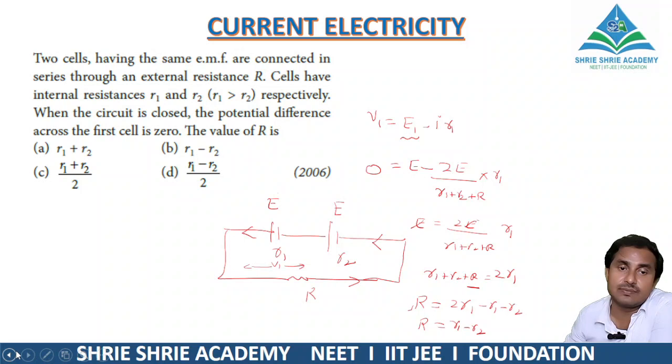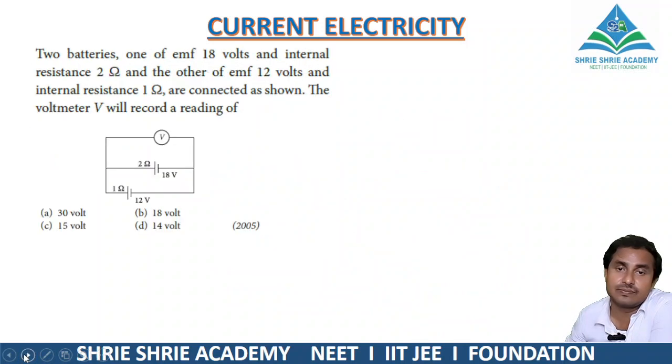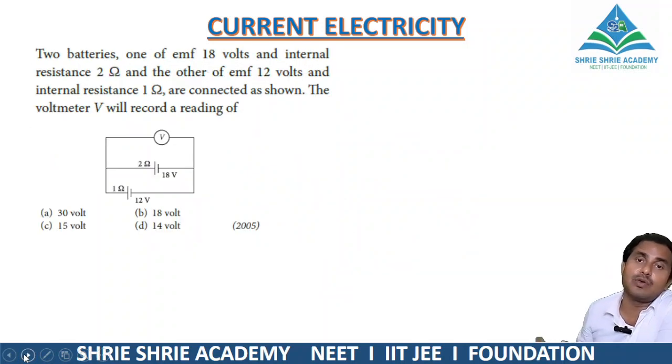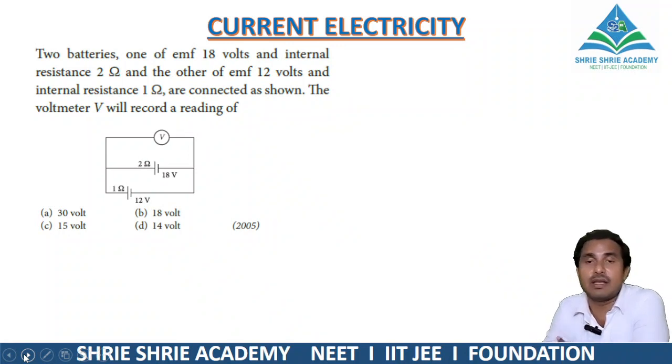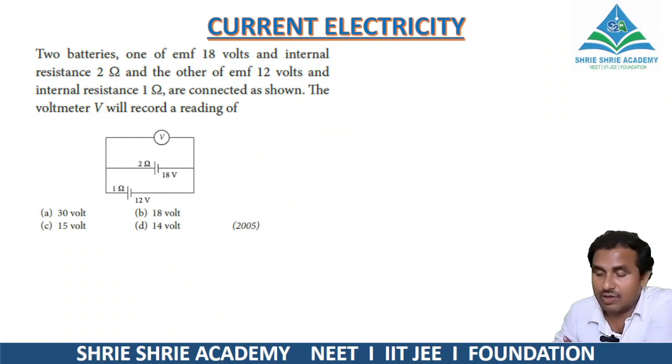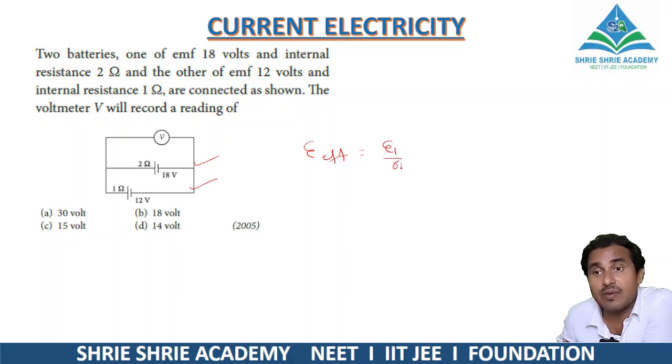Okay, next one. Here two batteries are connected in parallel connection. Here you have to use the shortcut method, meaning use the right formula. Two batteries are connected in parallel. Then the effective EMF is equal to, actually one formula is there, E1 by R1 plus E2 by R2.